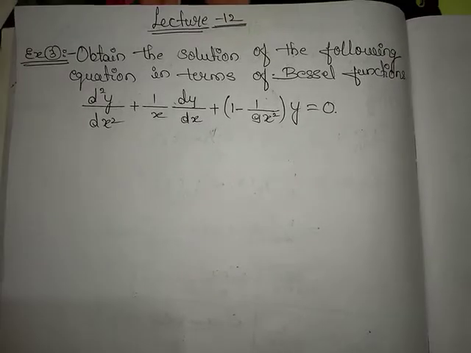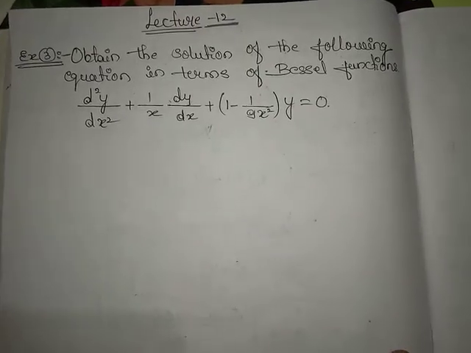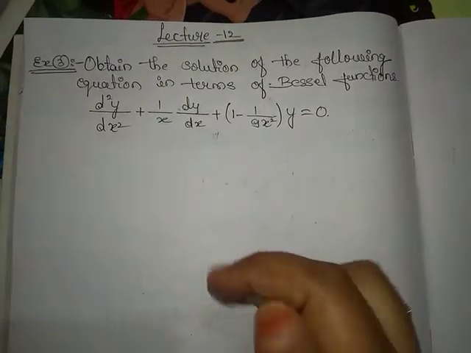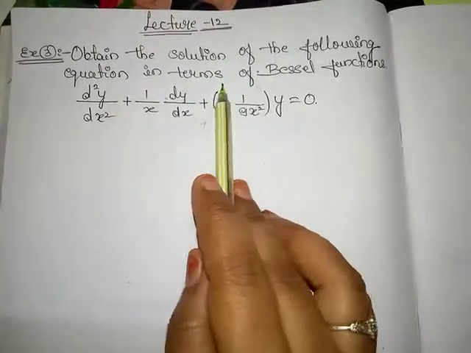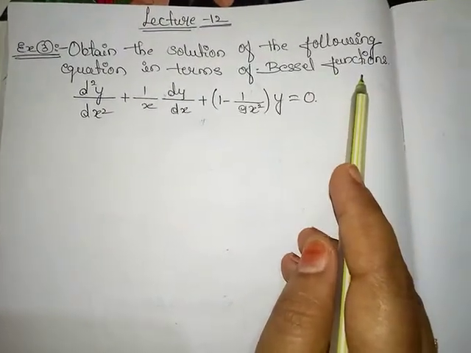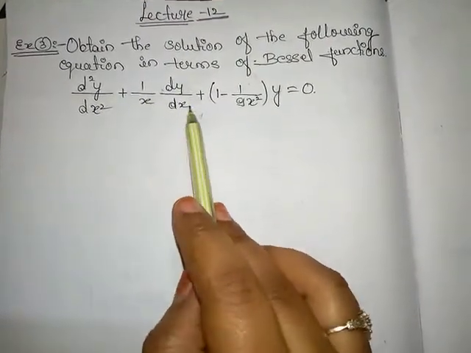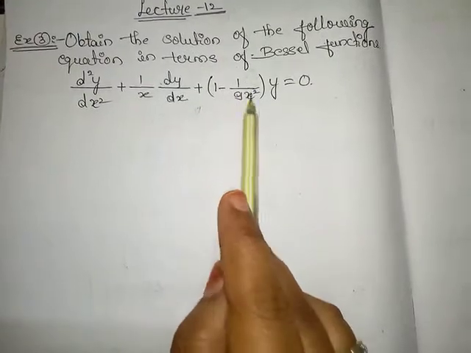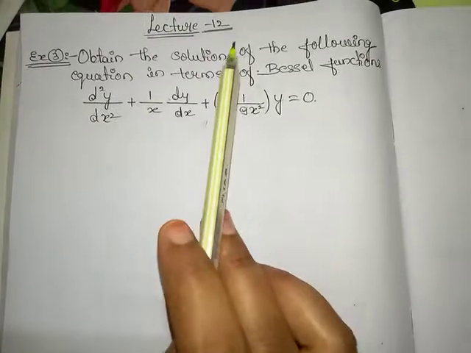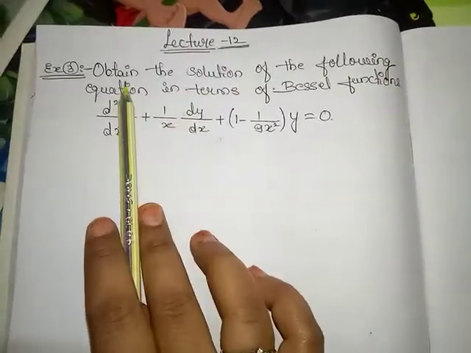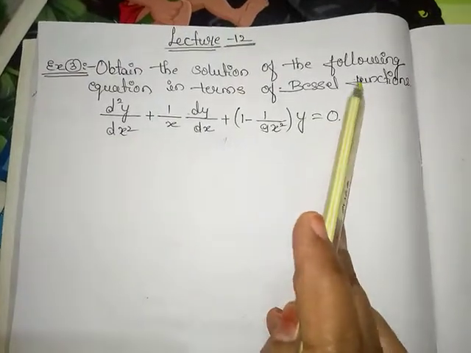Hello everyone, let us see some more examples on Bessel equations and Bessel functions. Obtain the solution of the following equation in terms of Bessel functions. Here the equation is given: d square y by dx square plus 1 by x into dy by dx plus 1 minus 1 divided by 9x square into y is equal to 0. We have to find or obtain the solution of the following equation in terms of Bessel function.